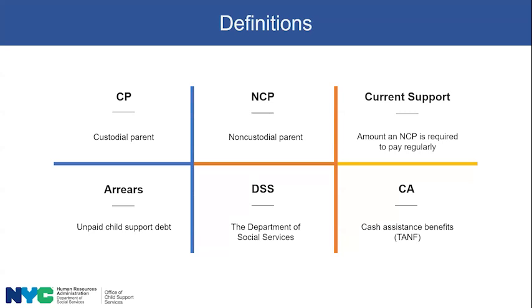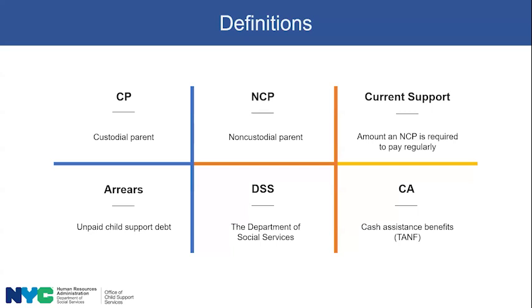Current support is the amount an NCP is required to pay regularly pursuant to a court order, a child support order issued by the support magistrate in family court. It might be $100 every week. It could be $200 every 2 weeks. And as you'll see, that's based on the NCP's income. And it's intended to be fair relative to what the NCP earns.